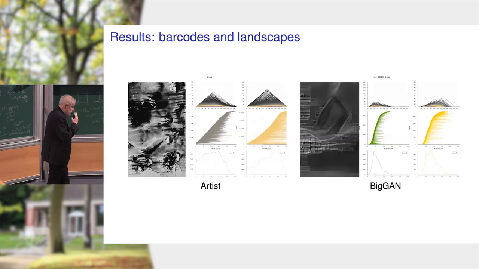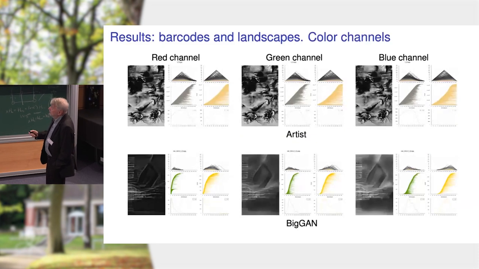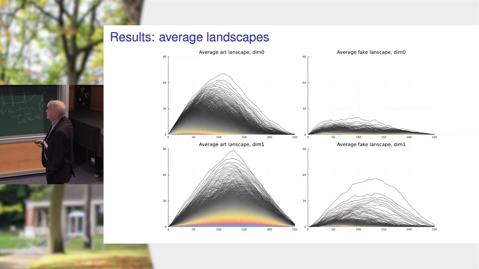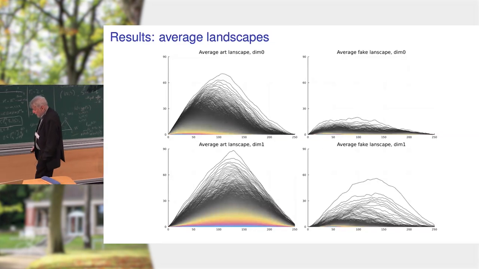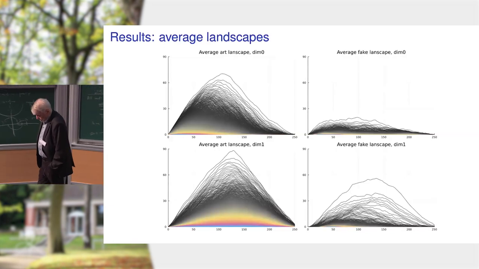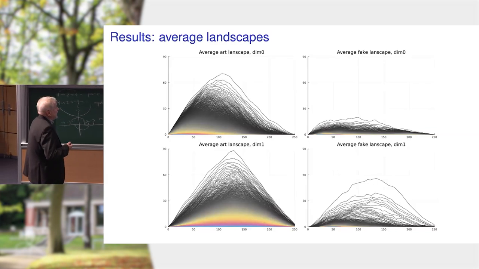And the results are more or less the same. This is for the red channel, green channel, and blue channel, and this is for artists, and this is for the network. So you see the differences I told you about, and this is also something very spectacular. This is the result for the average area of these average landscapes.